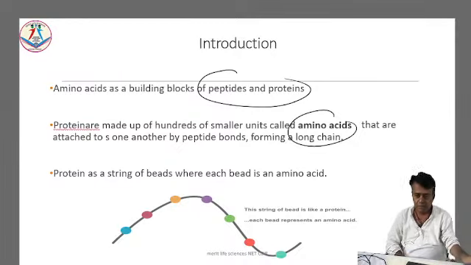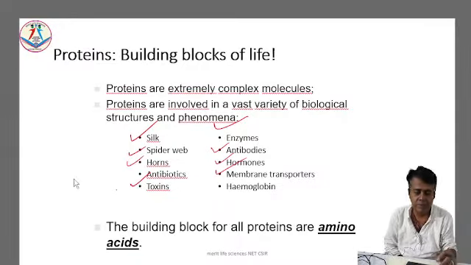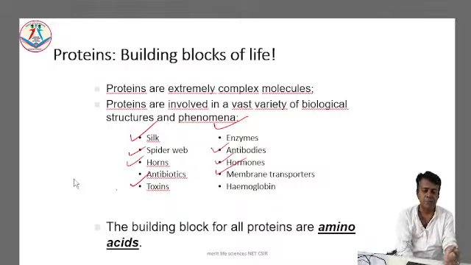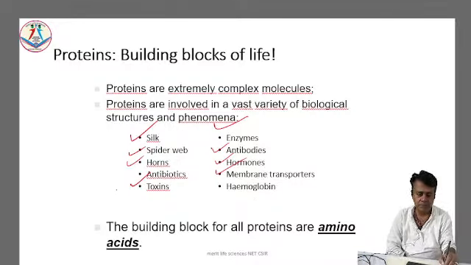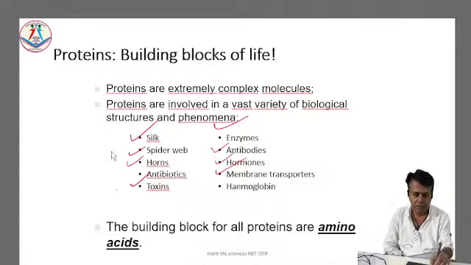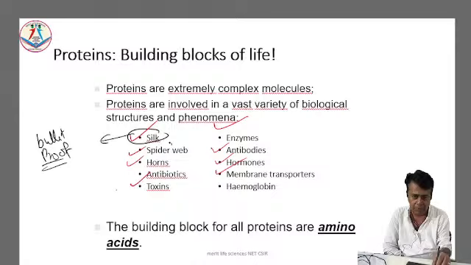Sometimes you can see many examples, like silk. What is silk? From where is it produced? Silk is produced by the silkworm. Do you have any idea that it's used in making bulletproof jackets? So silk is nowadays modified in the form of bulletproof jackets. So what makes it hard? The same protein, the same amino acids, are used in spider web and horns.